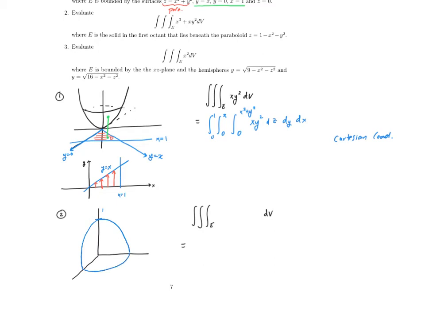In fact, we know precisely where this intersects the xy plane. When z is equal to 0, our paraboloid would be 0 equals 1 minus x squared minus y squared, or x squared plus y squared is equal to 1. So if we want to think of a region D in the xy plane, it is bounded by a circle of radius 1.